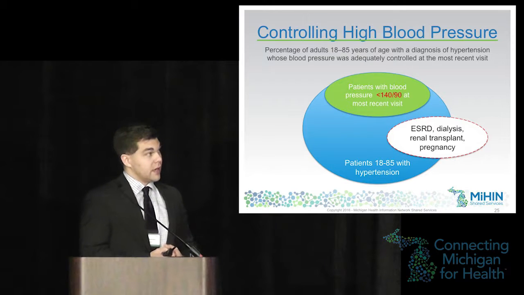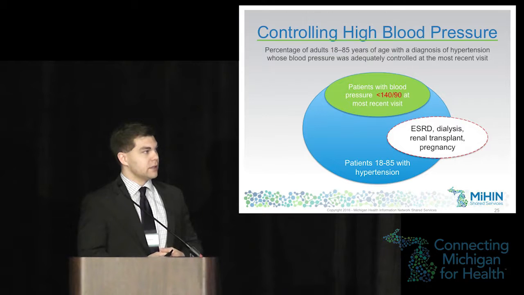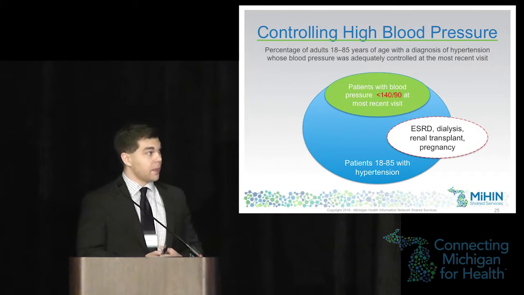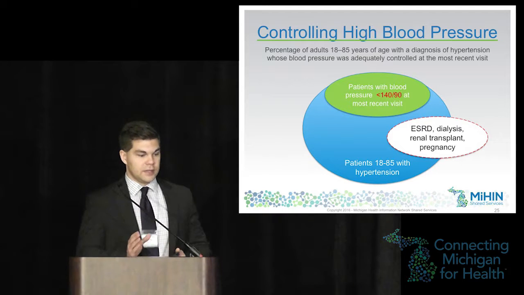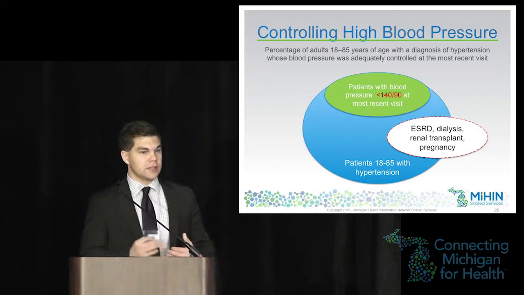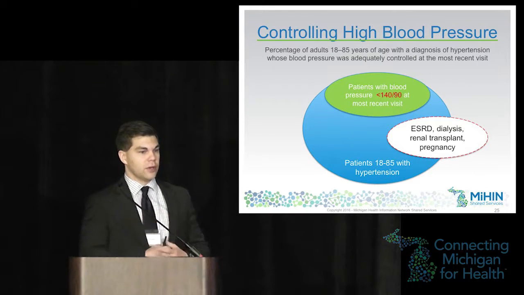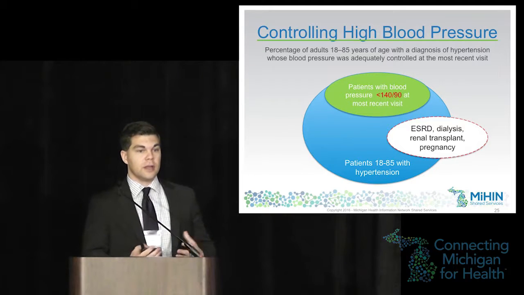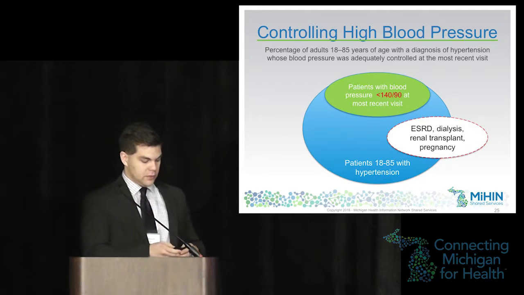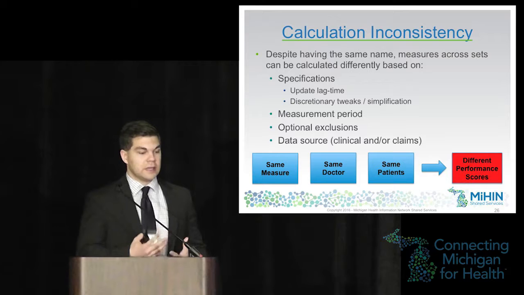The reason this is highlighted in red, however, brings us to one of our other concerns in quality measurement, and that is variance in specification. So the HEDIS version of this measure allows for your elderly patients, 60 to 85, to have a slightly higher blood pressure, and that's still considered in the numerator. ECQM's CMS decided not to allow that. So it's 140/90 across the board. So this brings us to some inconsistency.